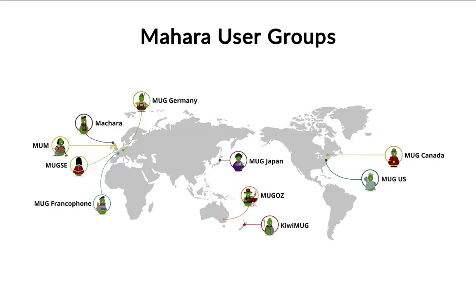We do have a bunch of user groups, similar to the Totara user groups. This is the Mahara world. Antarctica is not missing by mistake. We simply don't know of anybody using it yet, so our map does not have Antarctica. But we do have a user group in New Zealand, in Australia, in Japan, in the States, and then quite a few in the UK, where it is very popular.